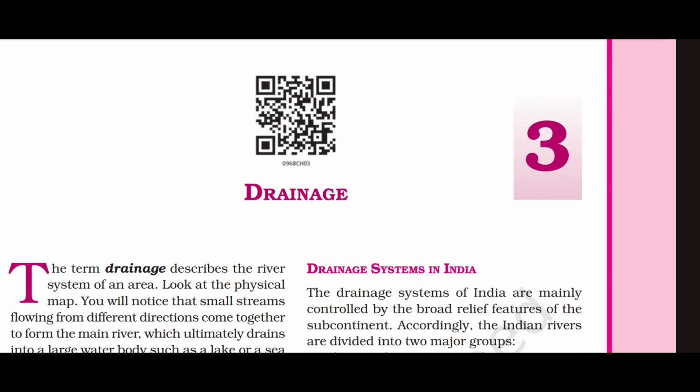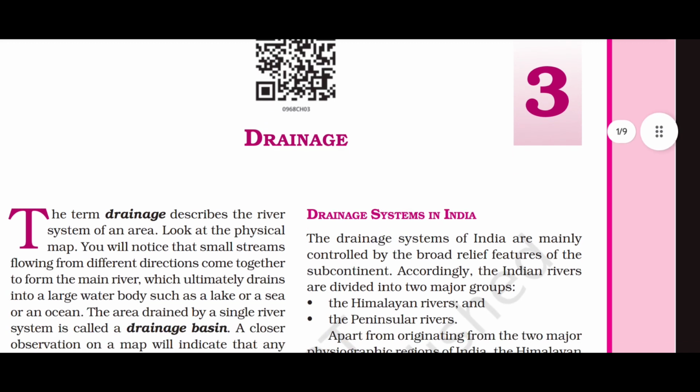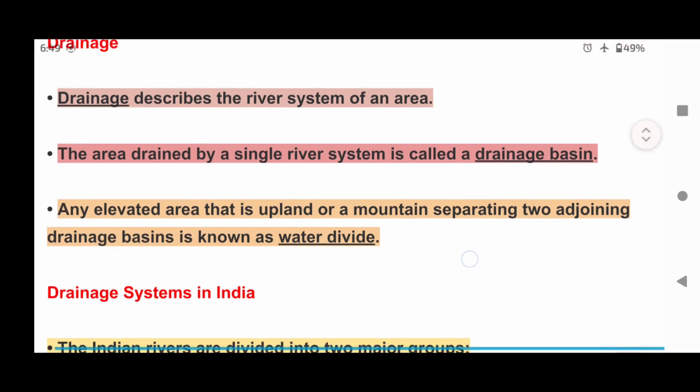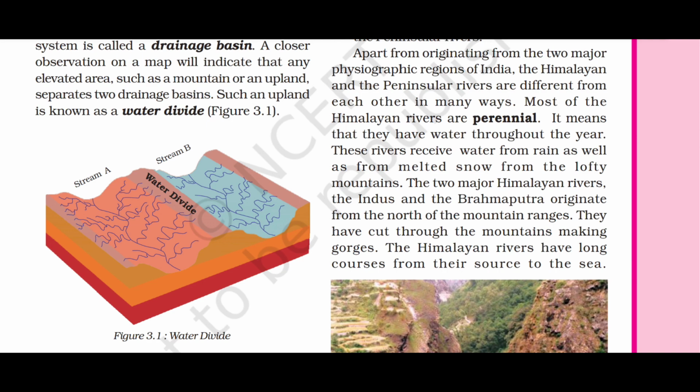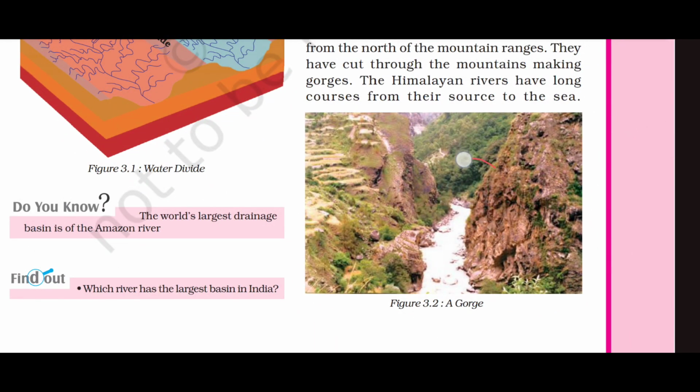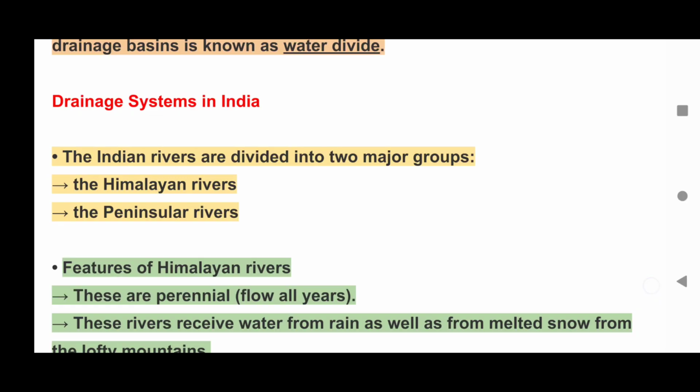Drainage. The term drainage describes the river system of an area. The area drained by a single river system is called a drainage basin. Any elevated area, that is an upland or a mountain, separating two adjoining drainage basins is known as a water divide. In this figure you can see this. This is an example of a water divide. And this is an example of a gorge, which is also an example of a water divide.